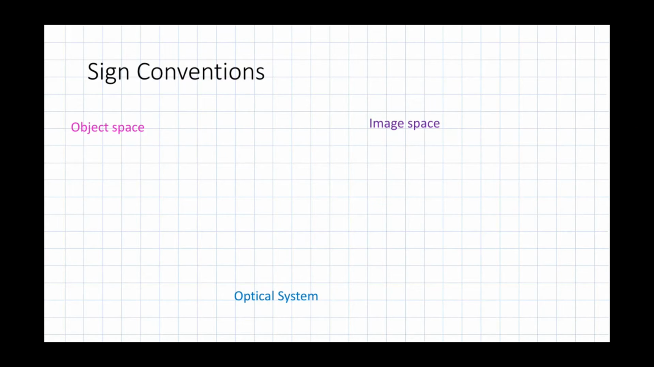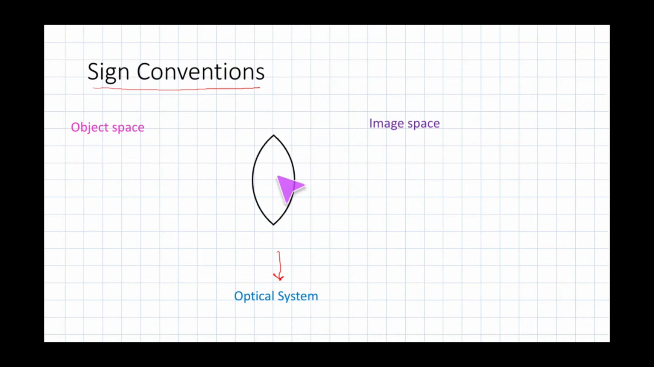Now we are actually going to study the lens equation. For that, some conventions are the most important thing. So the sign conventions which we are going to see here. When we talk about sign conventions, let us consider an optical system. So here the lens is an optical system. This is our optical system. We are using this lens to form an image of an object.